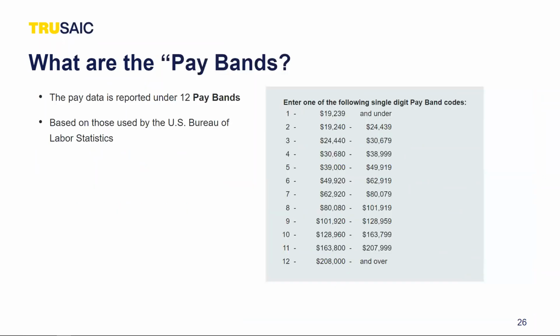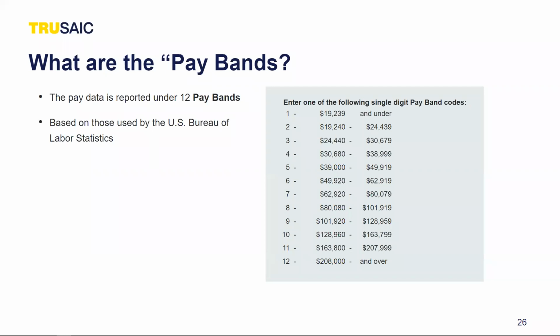Next slide, please. All right, we're getting through our list of 5 here. Now we're up to pay bands. So how is pay reported? The actual annual pay is not being reported, but rather which pay band an employee falls into. These annual pay bands are used by the U.S. Bureau of Labor Statistics. There are 12 annual pay bands. They run from under $19,239 a year to over $208,000 a year.